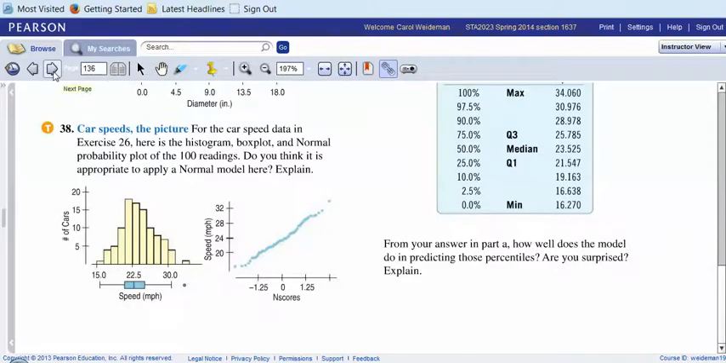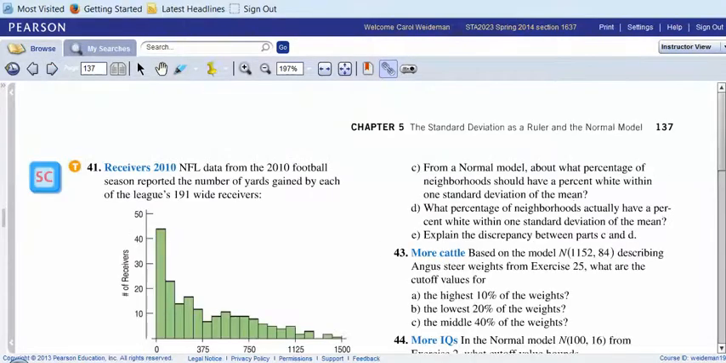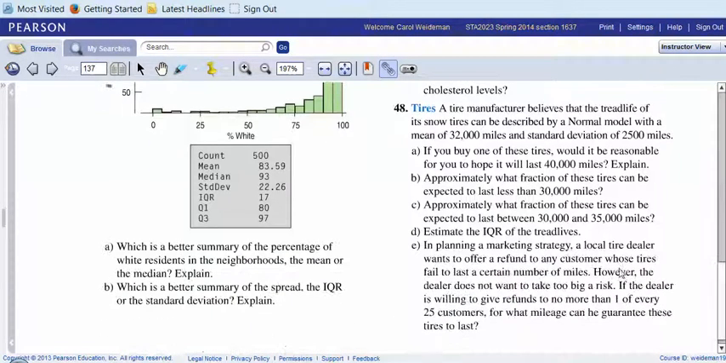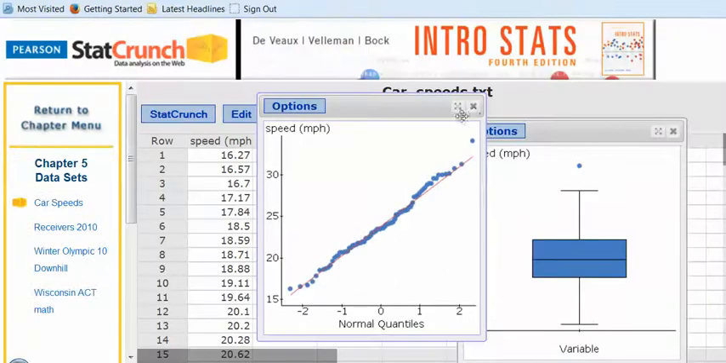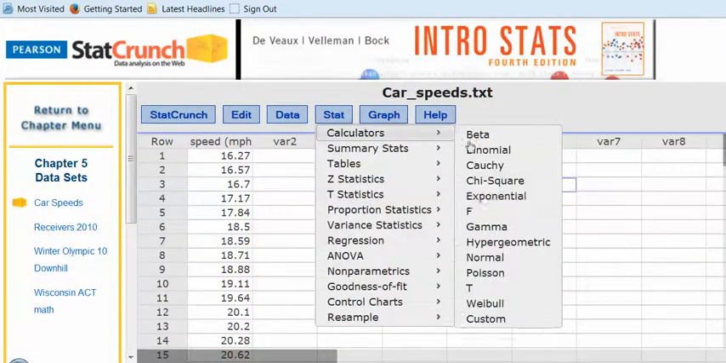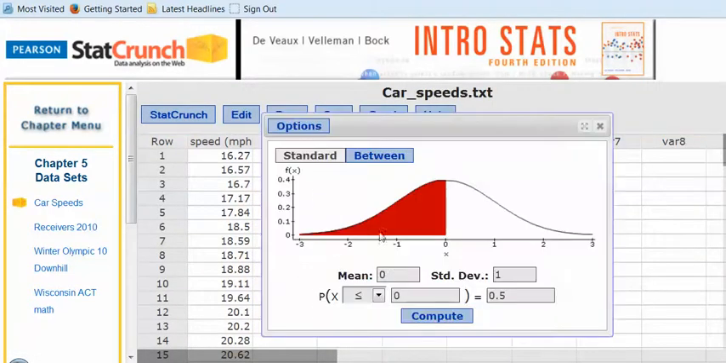And then the last problem I wanted to do was on the next page, and it's problem number 48. This is about a tire manufacturer who believes that the tread life of the snow tires can be described by a normal model with a mean of 32,000. I'm going to go back here and get my normal calculator up because we're going to use that again. And the mean given was 32,000 miles for these tires, and the standard deviation is 2,500. Okay, so we're going to use that.